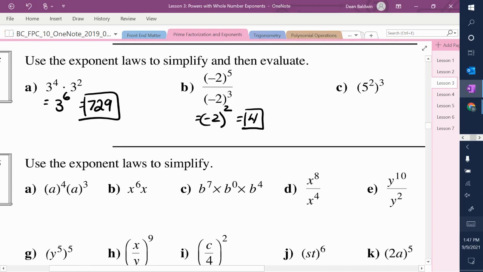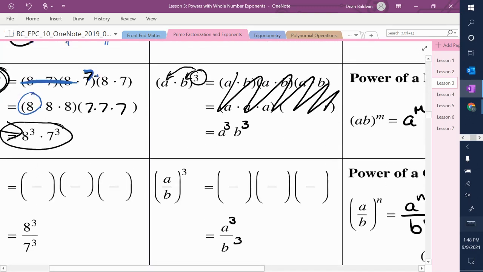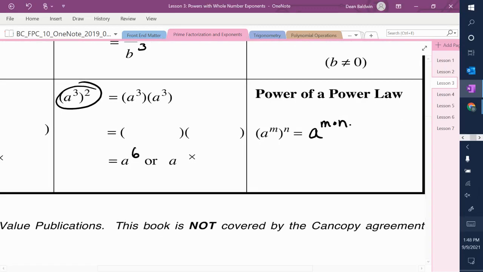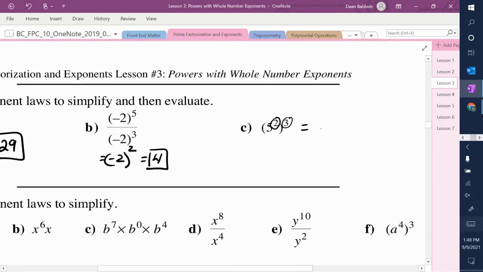5 squared, all raised to the power of 3. So we have an exponent in here being raised to another exponent. What do you do with those exponents? You multiply them. That is this rule right here, power of a power. So it's 5 to the power of 6. Can anybody tell me what that is? 15,625. You punch it in your calculator.